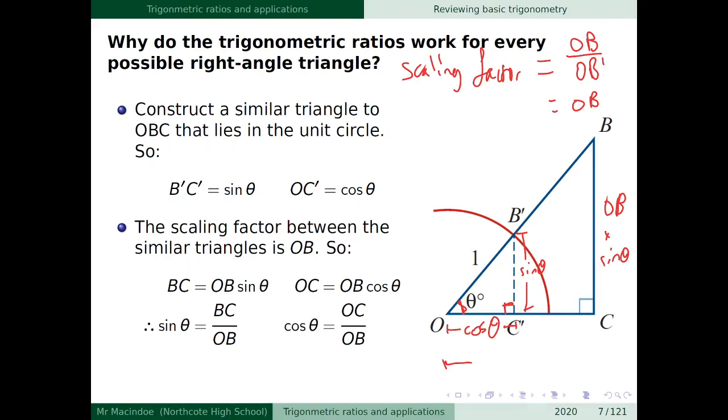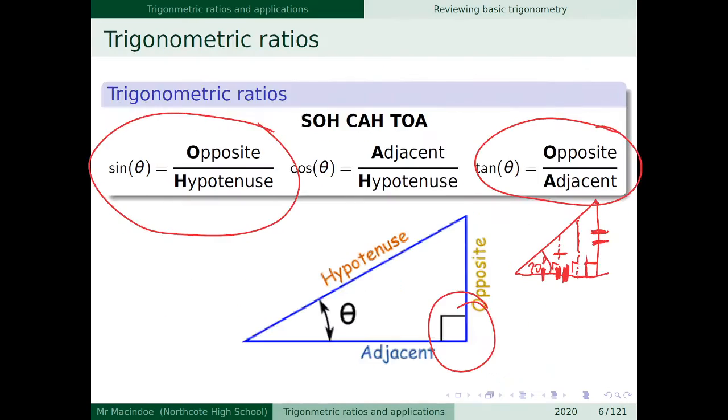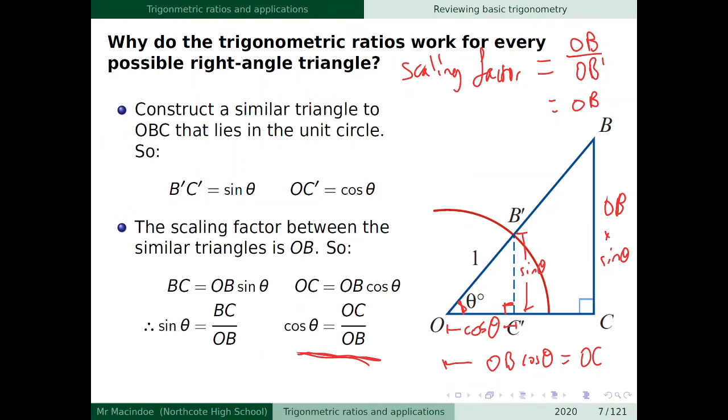And this distance down here is OB times cos theta. It's going to equal OC. And so using that, I can rearrange and get that cos theta is just OC on OB. So it's just saying that cos theta is the adjacent over the hypotenuse. So we're seeing that those SOHCAHTOA relationships are generally true for every right angle triangle you could possibly imagine or create.